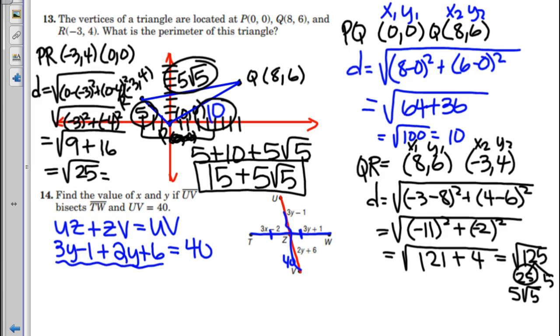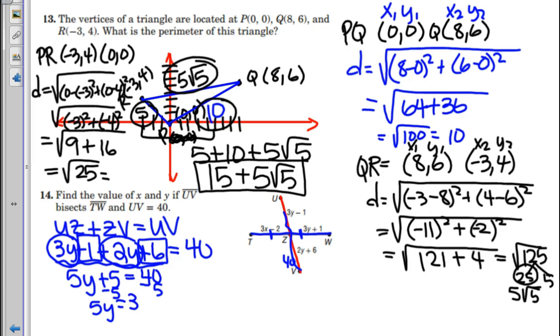Same side, I'm going to combine like terms, so I'm going to add like things together. So 5y plus 5, so I had 3y and 2y, which is 5y, and then I have a minus 1 and a plus 6, which makes plus 5, equals 40. Now I can go across the equal sign, so I'm going to subtract 5 from both sides. So 5y equals 35. So y equals 7. Awesome. All right, so we have found y.